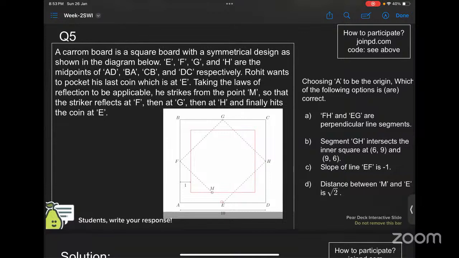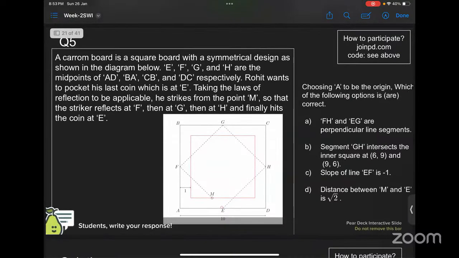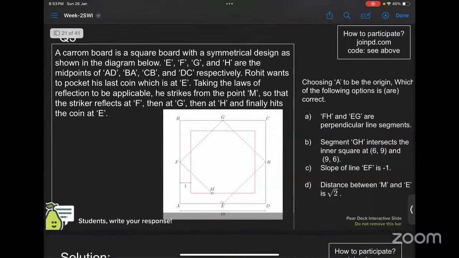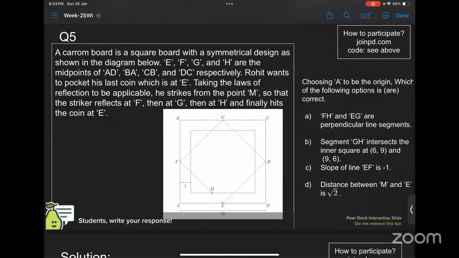What is the length of the board? 10 is given. Below AD, they have given 10. And below that, they have given EG, that is 10. And they're saying FH and EG are perpendicular line segments. That length is given, obvious.